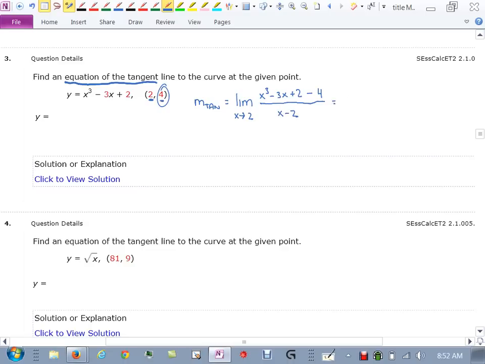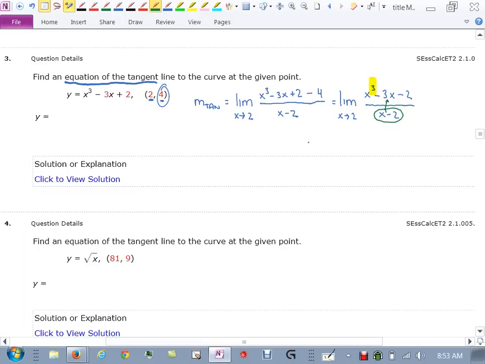So what happens here is we get the limit as x approaches 2 of x cubed minus 3x minus 2, because you do 2 minus 4, all over x minus 2. And now we run into a little bit of a problem because the numerator has 3 terms, but it's not quadratic, it's cubic. So the question is, how can we factor it so that we can get this x minus 2 to cancel? That's kind of the key to this whole thing. We know we want this to cancel. So we're hoping it divides into this.